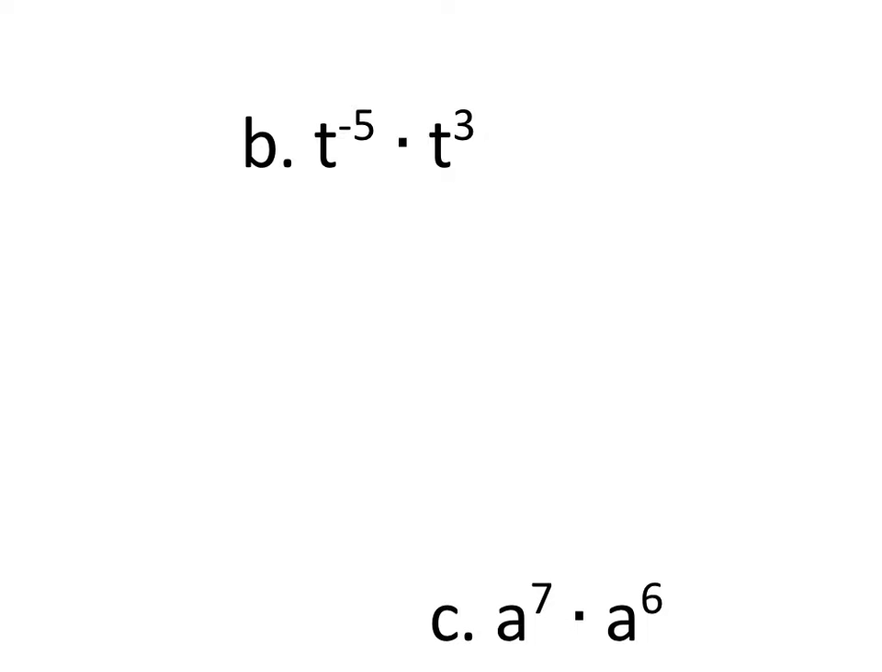Leah, what is my base for the next one? T. Okay. I'm going to add my exponents. What is a negative 5 plus 3? Negative 2. Very good. This is my B answer. Why is this my B answer, Leah?